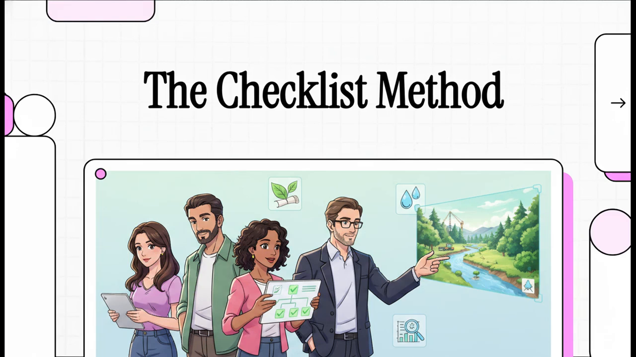So, today we're going to dive right into one of the most fundamental, yet honestly profoundly important tools in environmental science. We're talking about the checklist method. Now, if you're looking to really understand exactly how professionals guarantee that massive, complex projects don't just completely devastate local ecosystems, well, you're in exactly the right place.